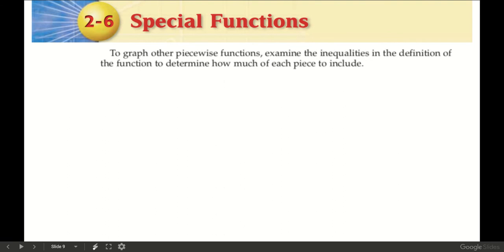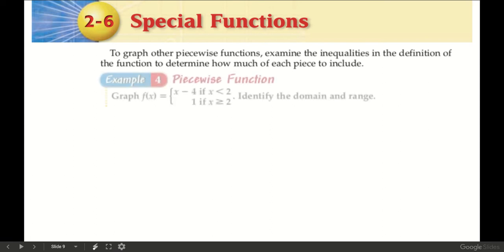So let's look at piecewise functions, right? We want to examine these and see how they play with each other. So here's a piecewise function. It says graph f of x equals x minus 4 if x is less than 2, and f of x equals 1 if x is greater than or equal to 2. And then it says identify the domain and range.